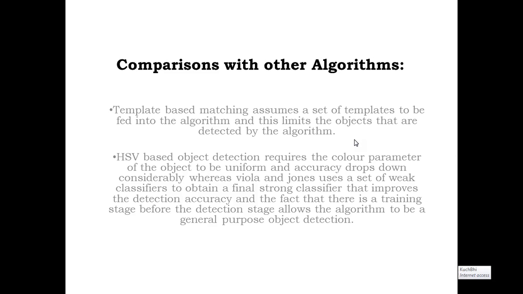Now, on comparing it with other algorithms, template based matching assumes a set of templates to be fed into the algorithm, and this limits the objects that are detected by the algorithm. Then, an HSV based model requires the color parameter of the object to be uniform, and accuracy drops down considerably, whereas in our technique, we use a set of weak classifiers to obtain a final strong classifier that improves the detection accuracy, and the fact that there is a training stage before the detection stage allows the algorithm to be a general purpose object detection.